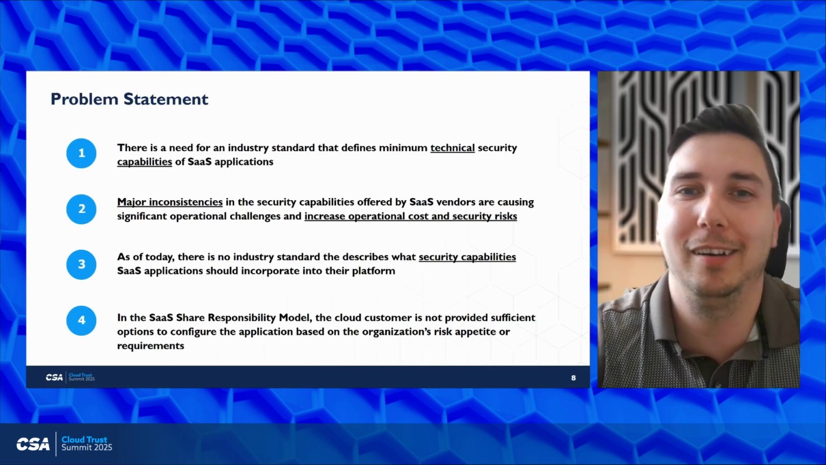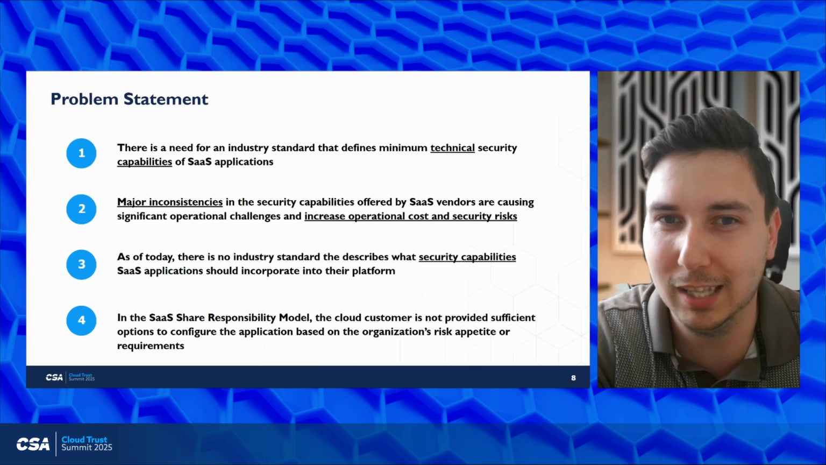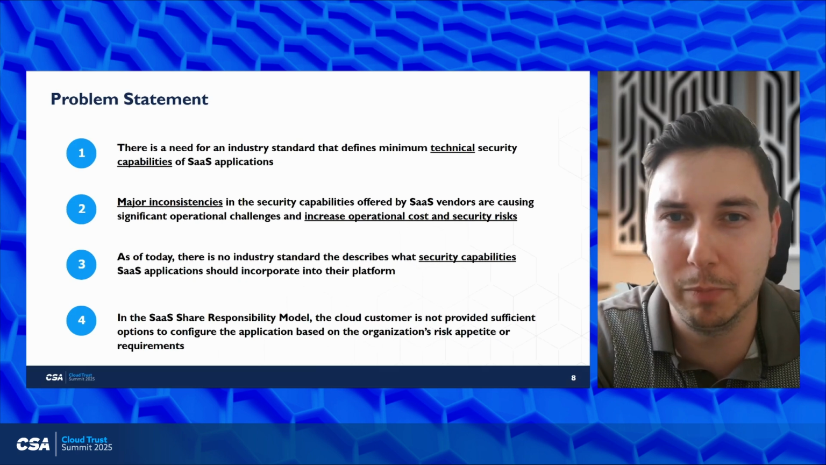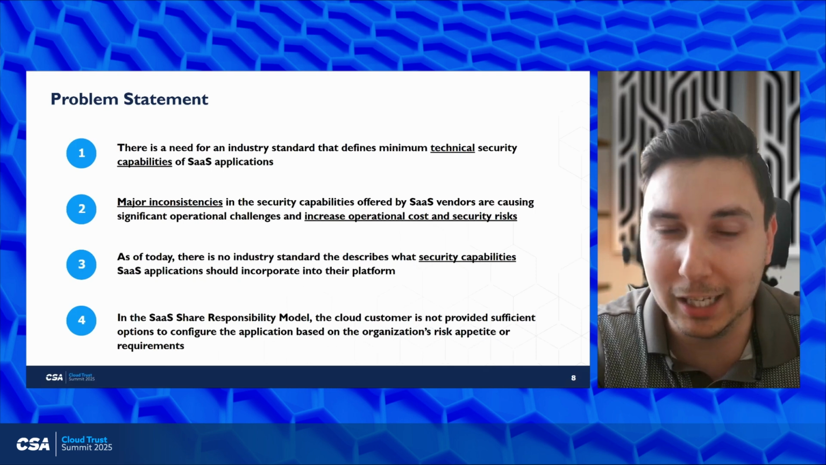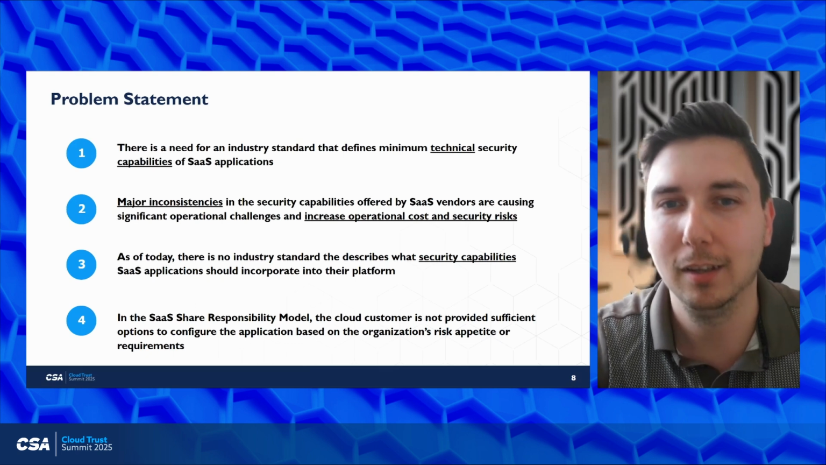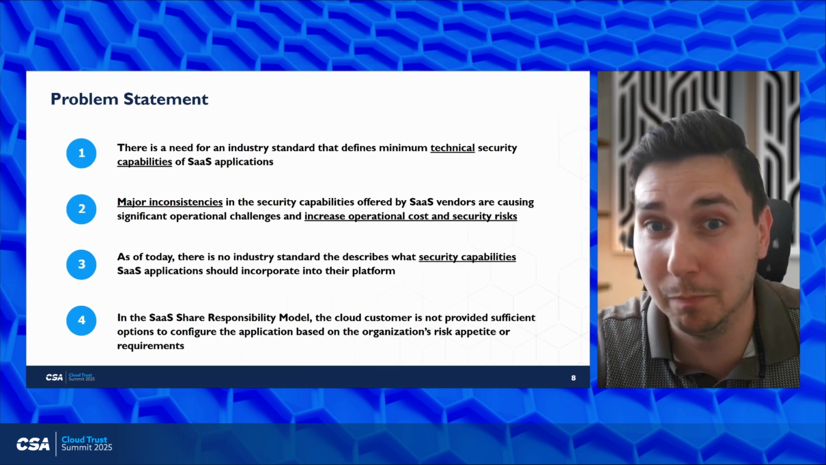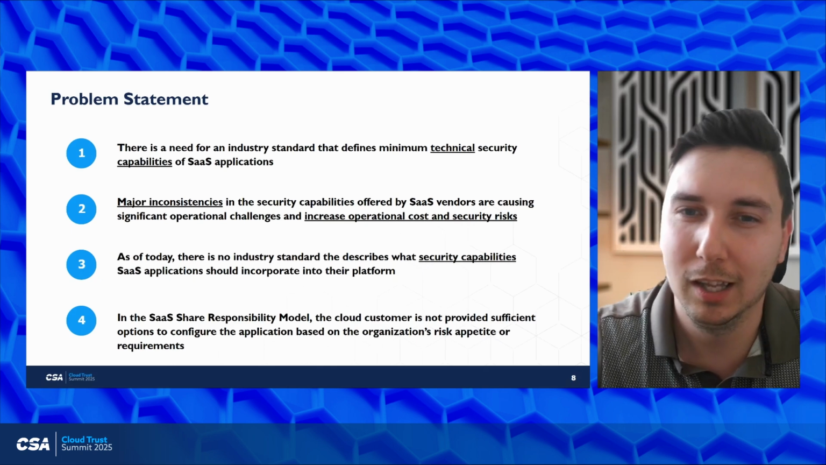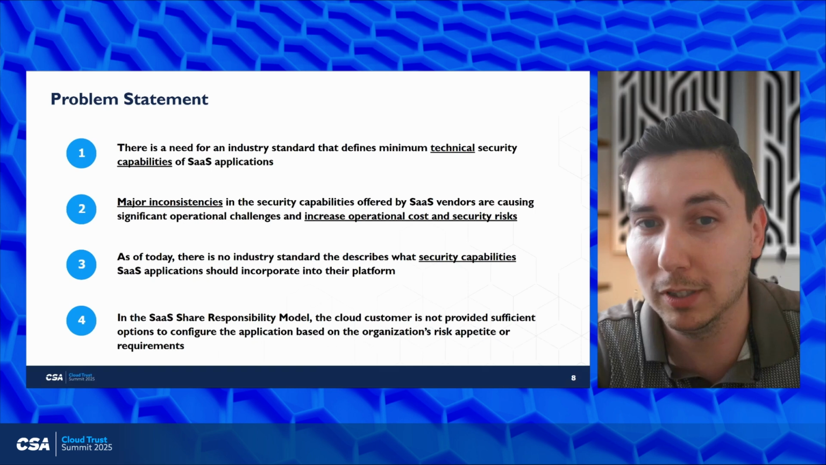All right, so now we are reaching the problem statement and why we have started the SaaS Security Capability Framework. But let me summarize it all on this one slide. As we have explained, we believe there is a need for an industry standard that defines minimal technical security capabilities of SaaS applications. This is because, again, there are major inconsistencies, which is causing significant operational challenges and increasing cost. But since this is a double-edged sword, this also impedes small startups.